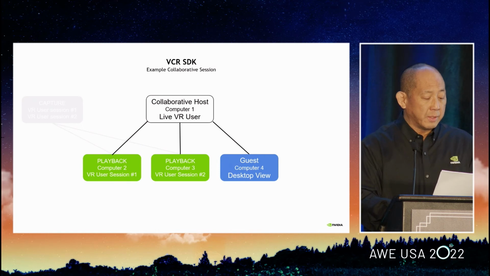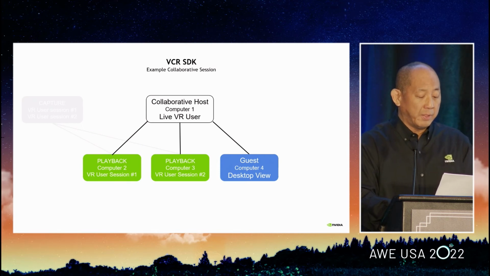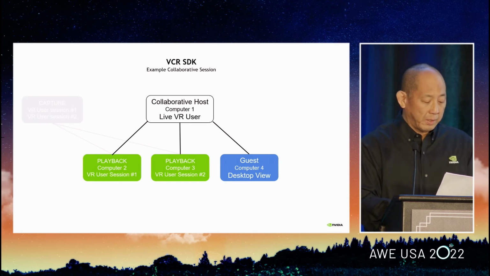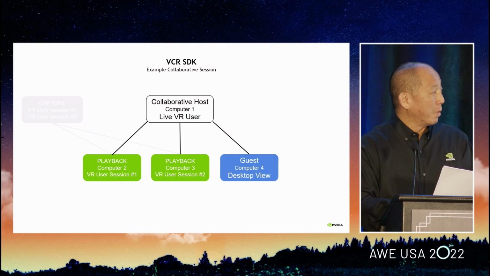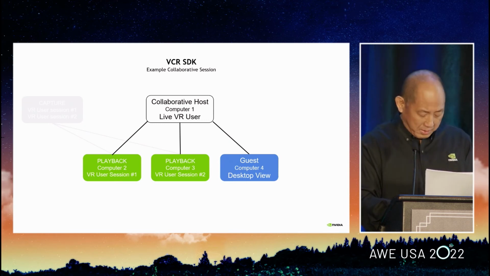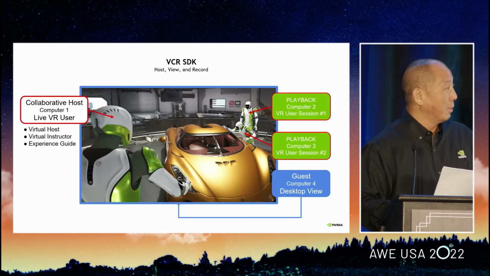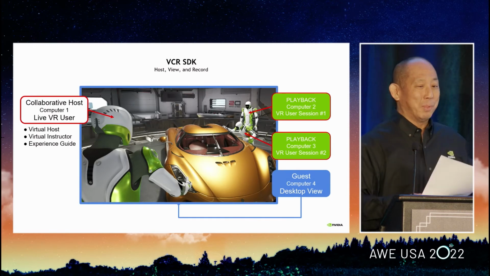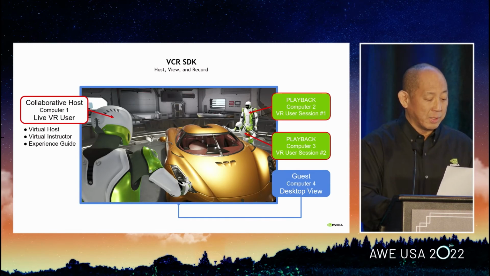You could invite a third guest who could join the collaborative VR session, but from the desktop. This desktop view would see the VR host as well as the two pre-recorded VR users. When I first built this diagram, it made sense to me, but then I thought, I think one more slide would help to put it all into context. So here you have a visual example.